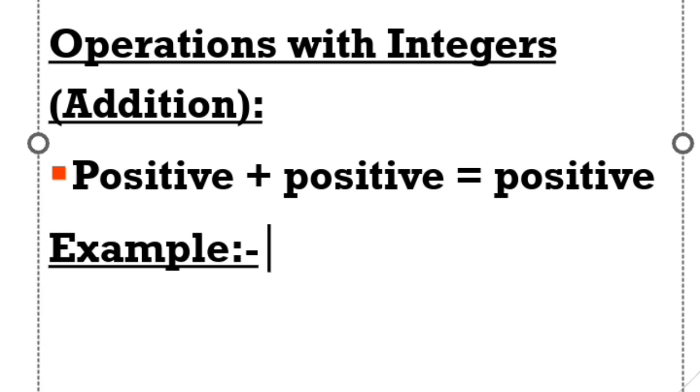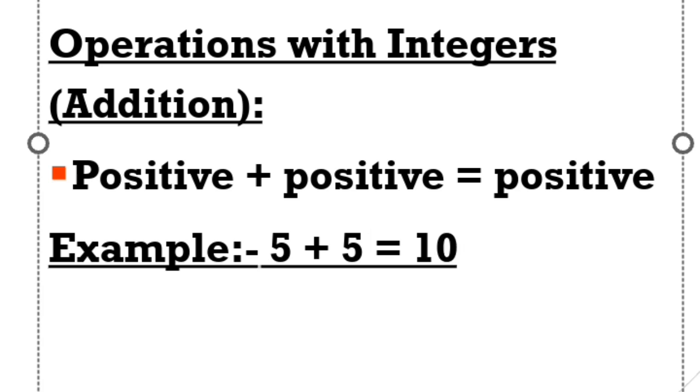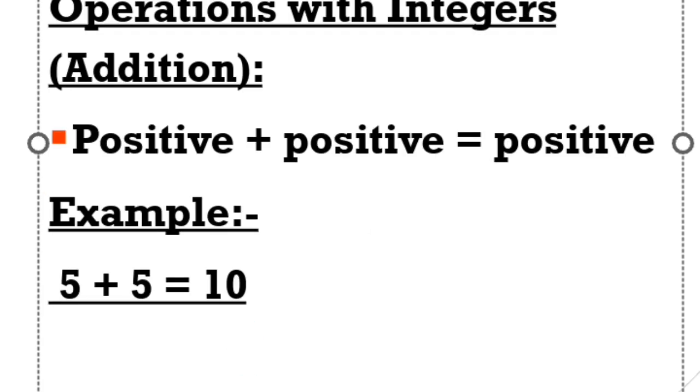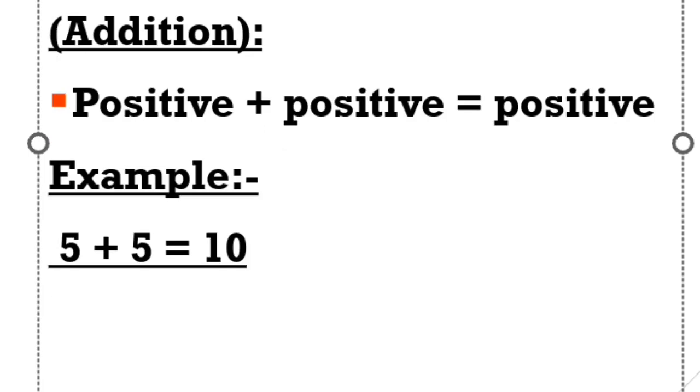Now, positive plus positive, we always give you positive. Take for instance, when you have 5 plus 5, we give you 10, right? And take for instance where we are asked to solve 8 plus 3, you give me 11. That is what is called positive plus positive equals positive.